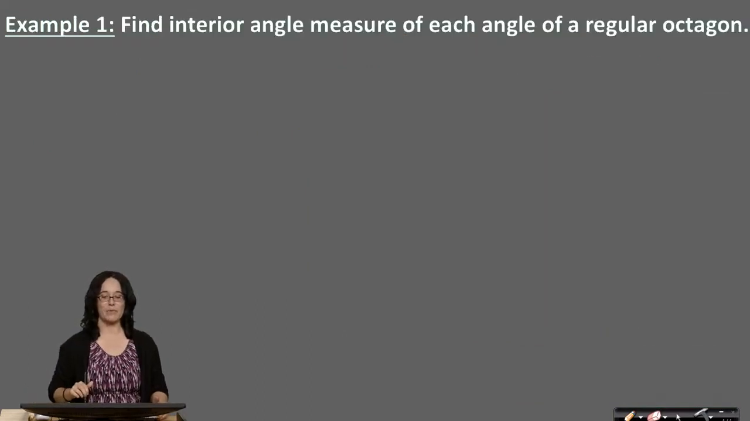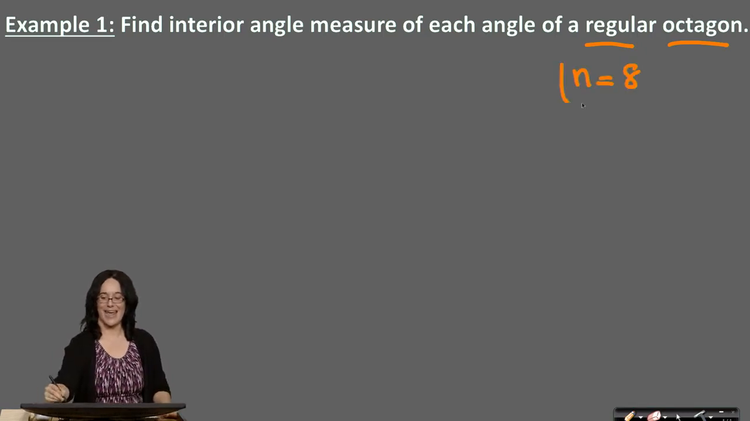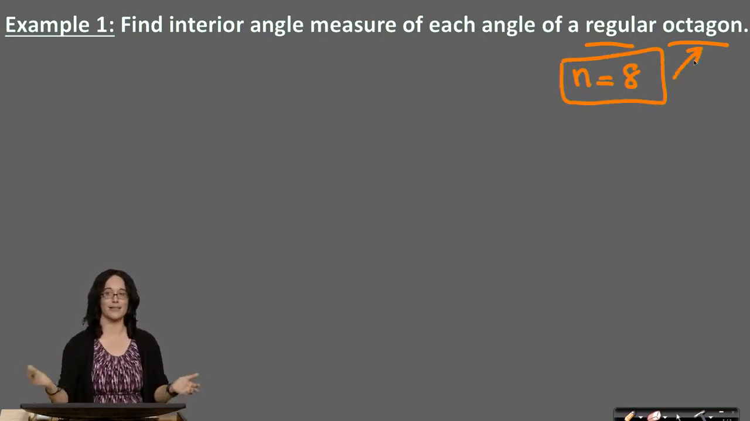Example 1, can we find the interior angle measure of each angle of a regular octagon? So both of those words are important. Octagon is our actual noun here. That is what we're talking about. We're talking about when n equals what? That's right, n equals 8. Okay, that's an octagon, like a stop sign.